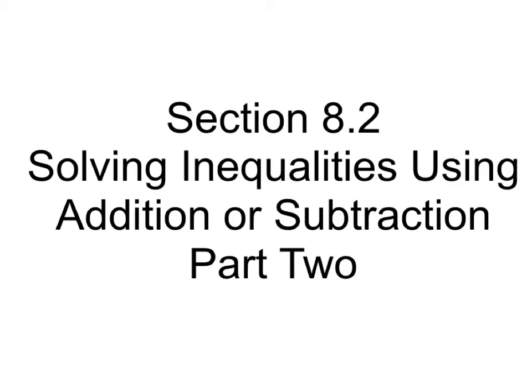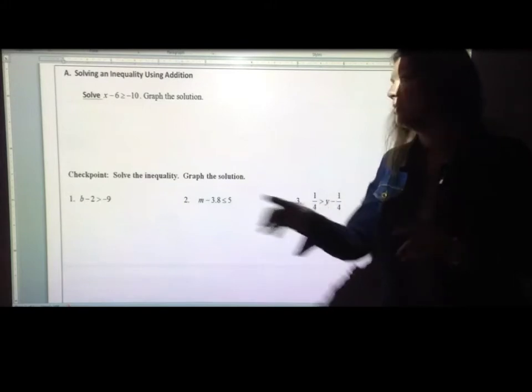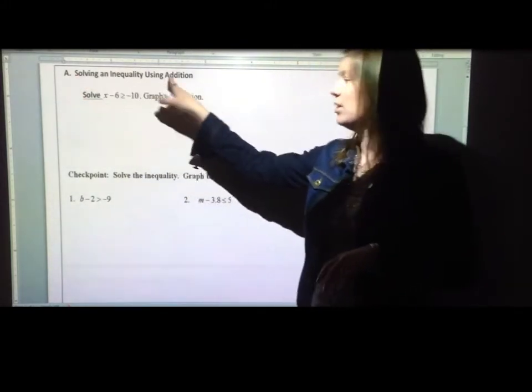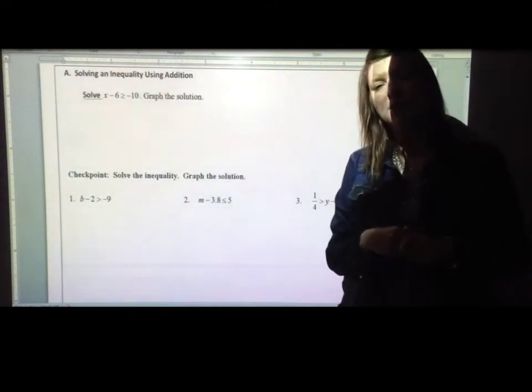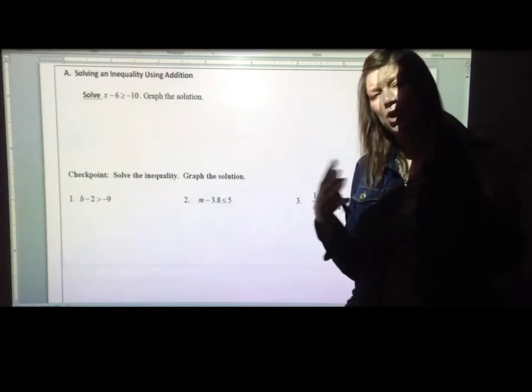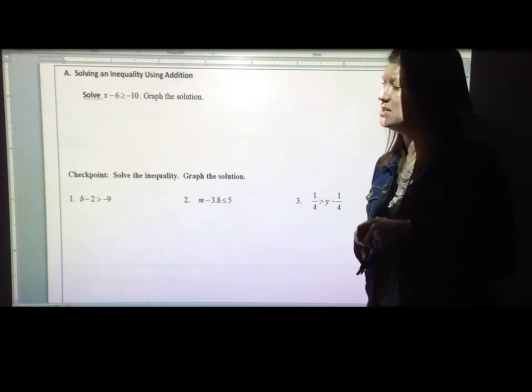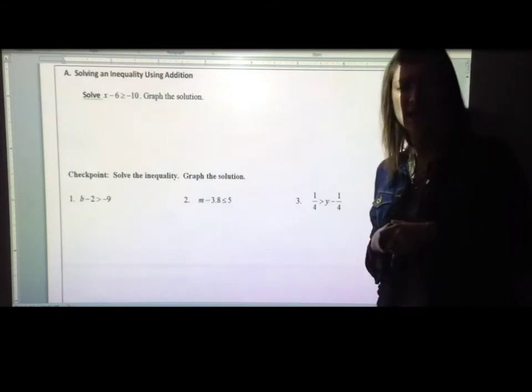Section 8.2, solving inequalities using addition and subtraction, but this is for part 2, part A of your notes with the checkpoint. All right, so for the first part A of our notes, we're going to solve inequalities just using the addition property of equality. We'll do separate, and then we'll give you multi-step where you go between both of them. So solve x minus 6 is greater than or equal to negative 10.